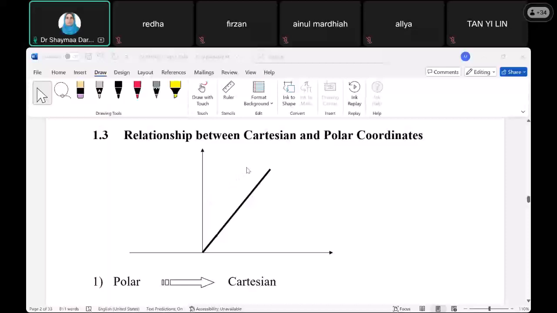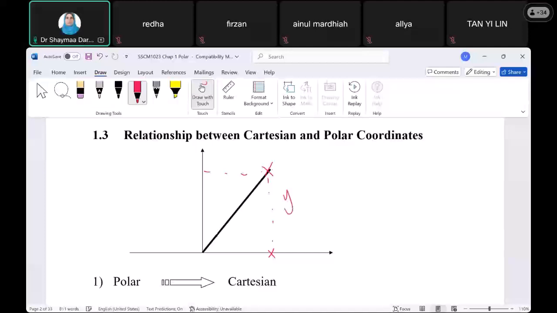Okay, today we need to learn the relationship between Cartesian and polar coordinates. So in Cartesian, usually I have x and y. If this is our point, in Cartesian I need to know the value of x and the value of y. So I need to know the length of y and the length of x, so we can plot the point. This is x and y.